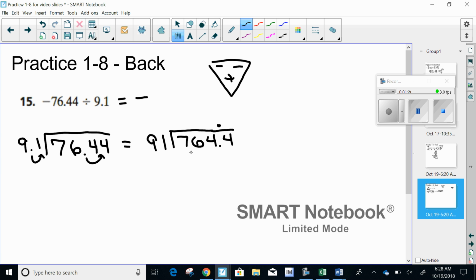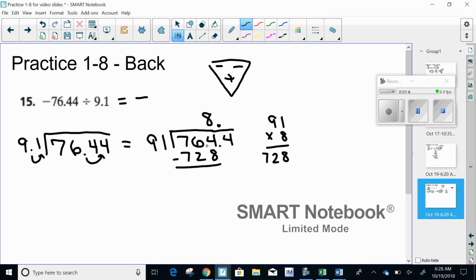So 91 is not going to go into 7. It's not going to go into 76. When we get to 764, I kind of like to estimate and think of this like 76, and this has 9. So then that makes me decide that I think I'm going to try an 8, and then do 91 times 8 off to the side. 728, that looks pretty close.